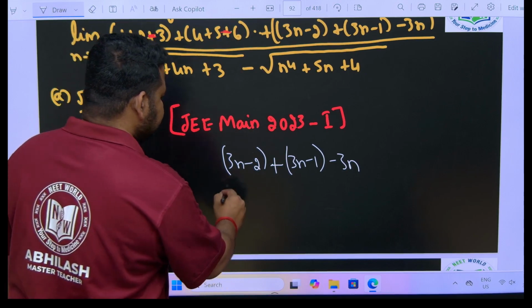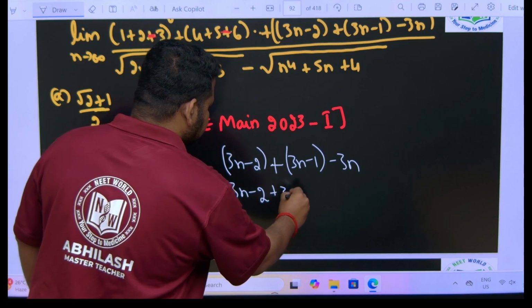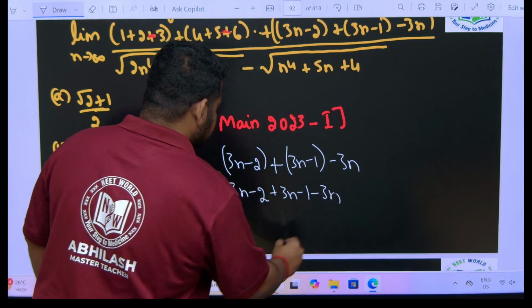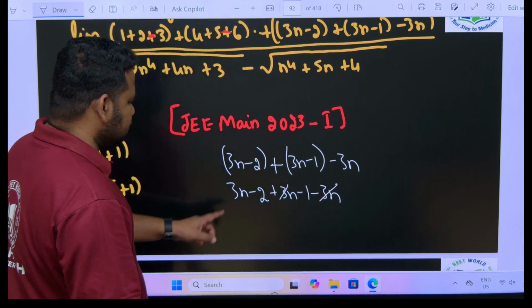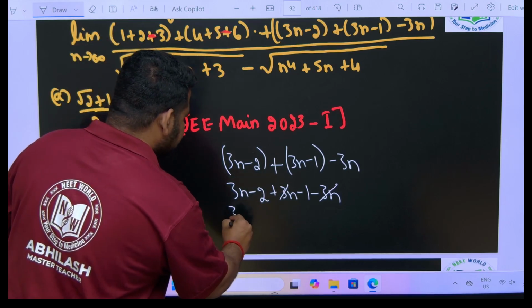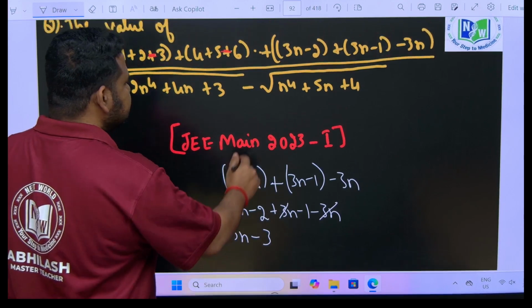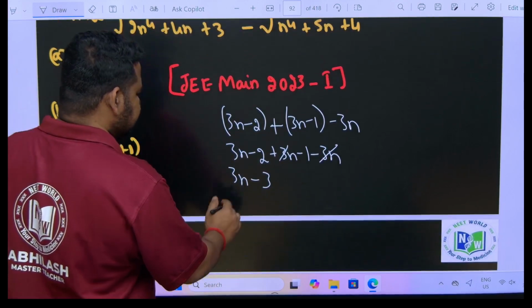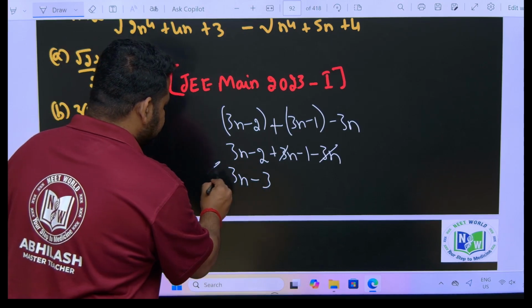Friends, this will be 3n minus 2 plus 3n minus 1 minus 3n. So what will this be? Plus 3n minus 3n will cancel. So 3n minus 3. So I will have 3n minus 3. Since it is the final term, I should take this as the general term. So what can I take it as? I should take it as summation.